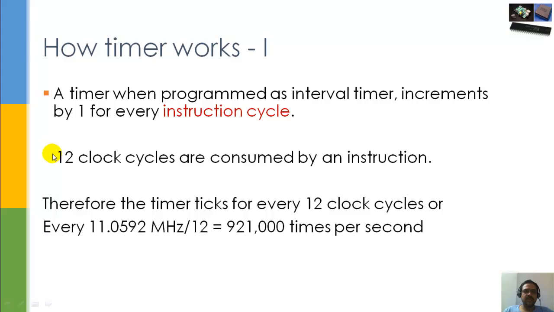At the same time, I told you 12 clock cycles are consumed by an instruction. So one instruction cycle is equal to 12 clock cycles. Therefore, if you look at the timer, it can tick up to 920,000 times per second, or in Indian style, 9,21,000 times per second. So per second, the timer in 8051 is capable of ticking 9,21,000 times. This is assuming the clock frequency as 12 kilohertz.